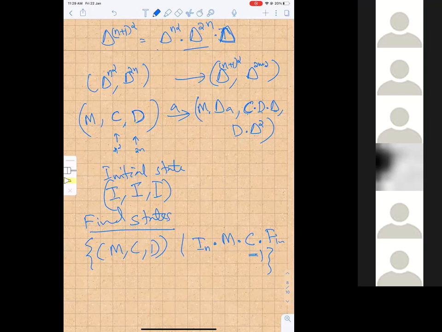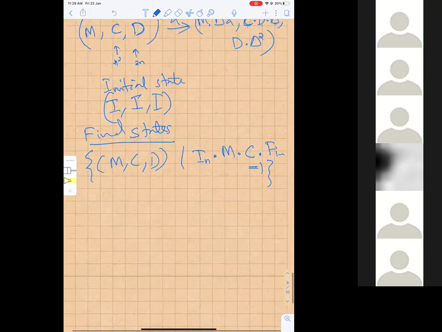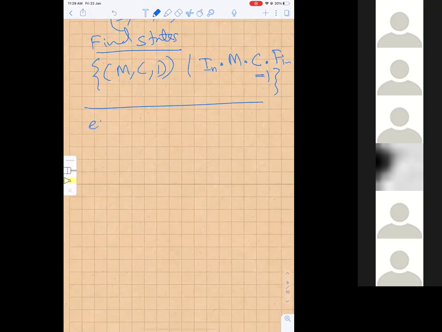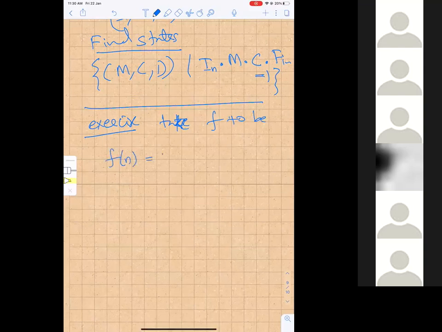So for Fibonacci, we can do something similar, right? We can have a triplet. Now I give you an exercise: Fibonacci as an exercise. Take f of n to be the nth Fibonacci number.